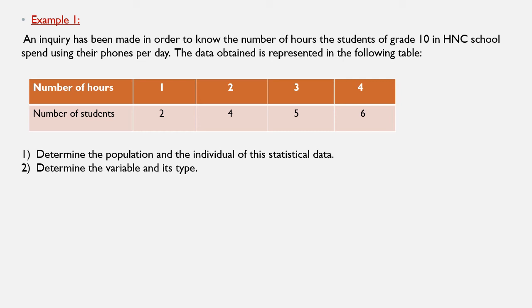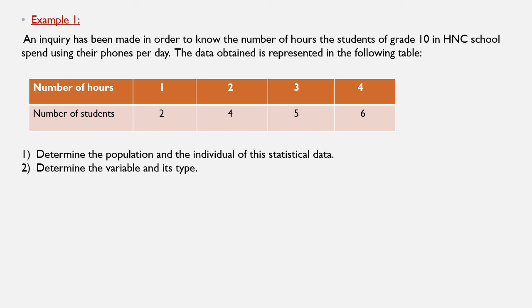Question number 1. Determine the population and the individual of the statistical data. Here, the population is the set from which I have collected my information. So the answer will be the population is the students of grade 10 in HNC school. The individual is only one item, or one object, or one person. So the individual is one student of grade 10 in HNC school.